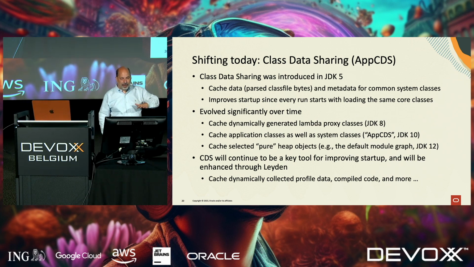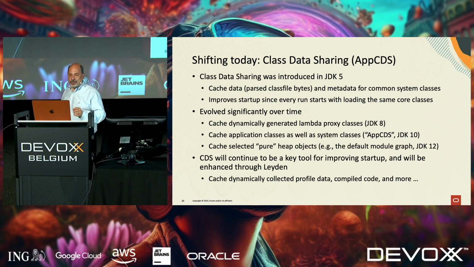CDS has improved dramatically over time. In Java 8, it was enhanced to cache Lambda proxy classes. In Java 10, there was added tooling so that you could say, hey, cache these classes too. Here are my application classes. I know they're going to get loaded at startup. Just put them in the AppCDS archive as well. And in Java 12, we added caching the module graph as well. So this is a mechanism that has stood us really well for a long period of time, that has allowed us to shift computation to build time to accelerate startup.